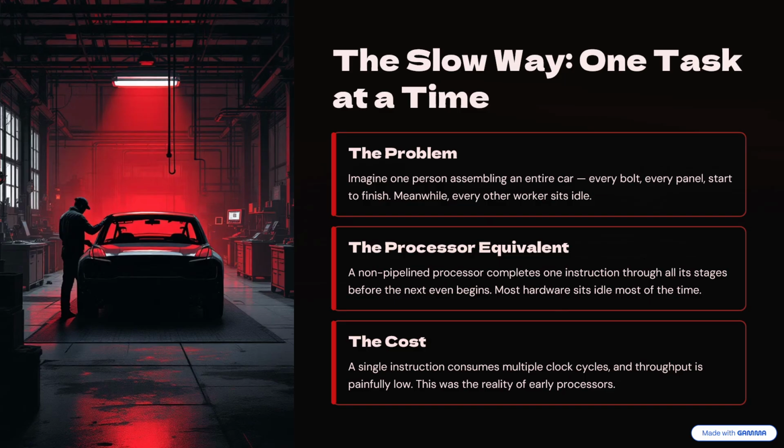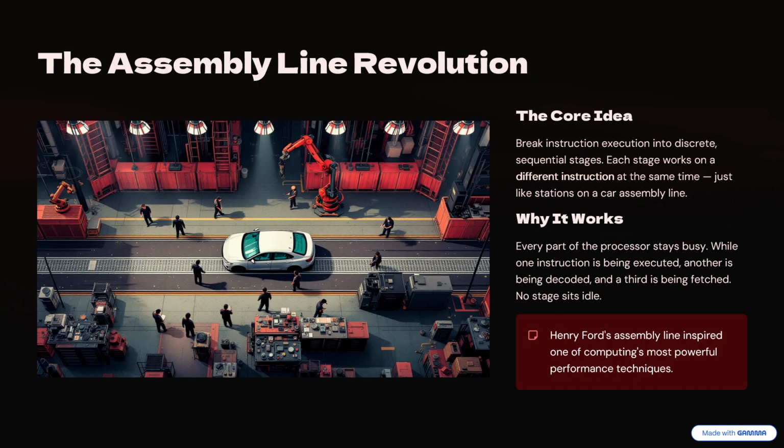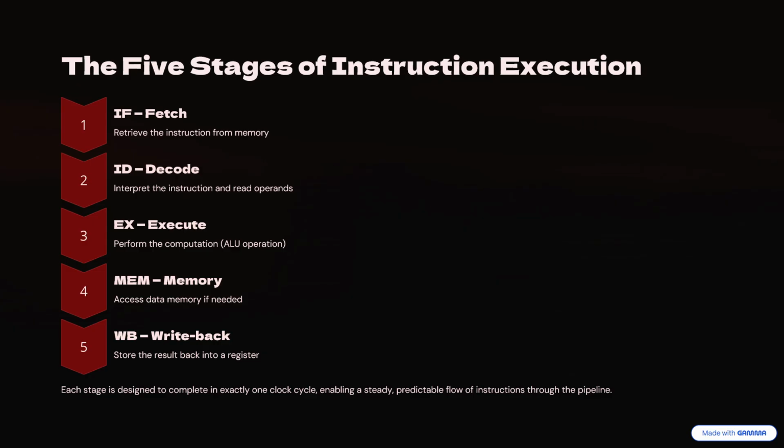Pipelining is a technique in computer architecture where multiple instructions are executed simultaneously but in different stages. Simply we say pipelining is equal to overlapping execution of instructions. Why does it work? Every part of the process stays busy. While one instruction is being executed, another is being decoded, and a third is being fetched. No stage sits idle.